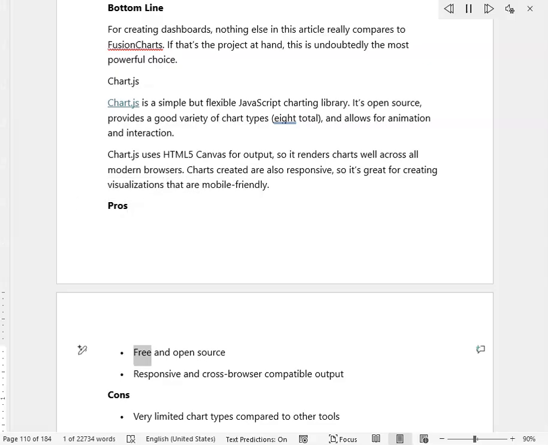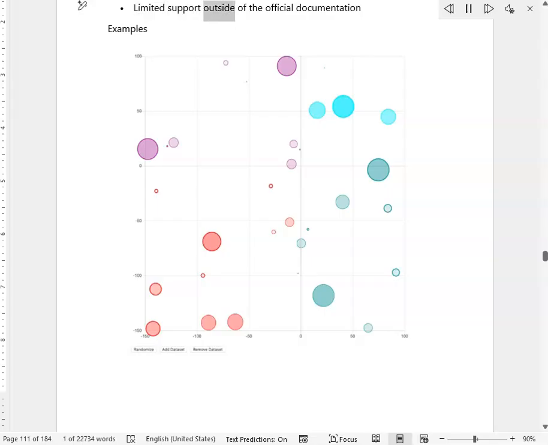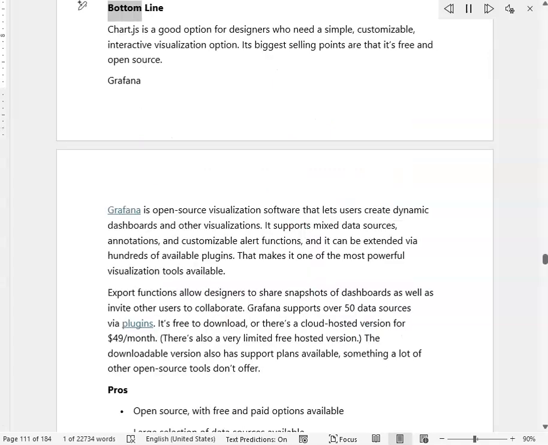Pros: free and open source. Responsive and cross-browser compatible output. Cons: very limited chart types compared to other tools. Limited support outside of the official documentation. Examples. Bottom line. Chart.js is a good option for designers who need a simple, customizable, interactive visualization option. Its biggest selling points are that it's free and open source.